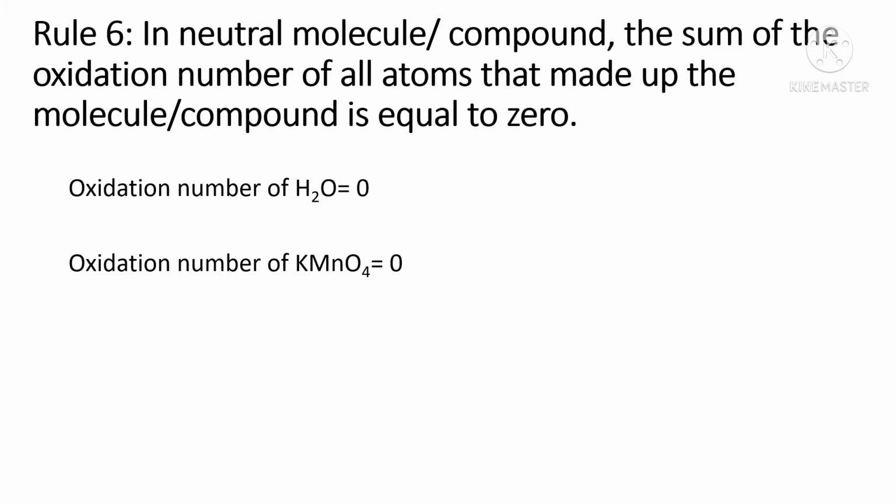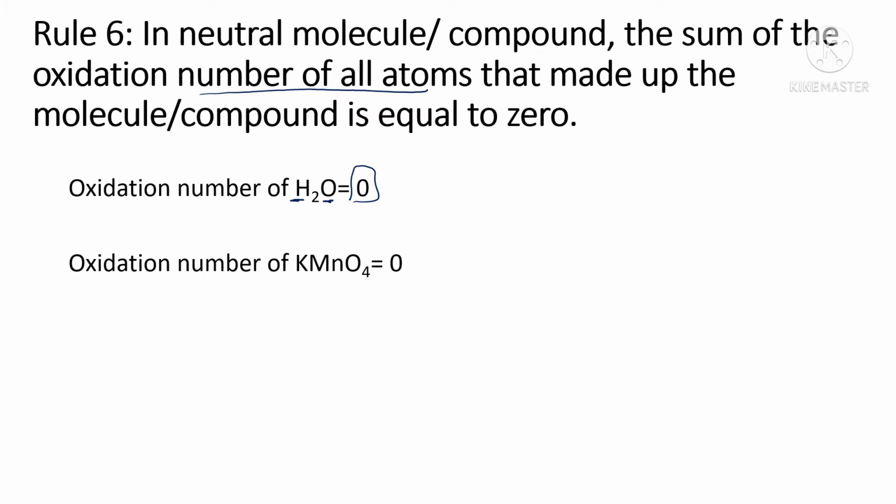Rule number 6: in a neutral molecule or compound, the sum of the oxidation numbers of all the atoms that make up the molecule or compound is equal to 0. For example, in water, the oxidation number for water is 0, because the total of the oxidation numbers of hydrogen and oxygen in the water is equal to 0.